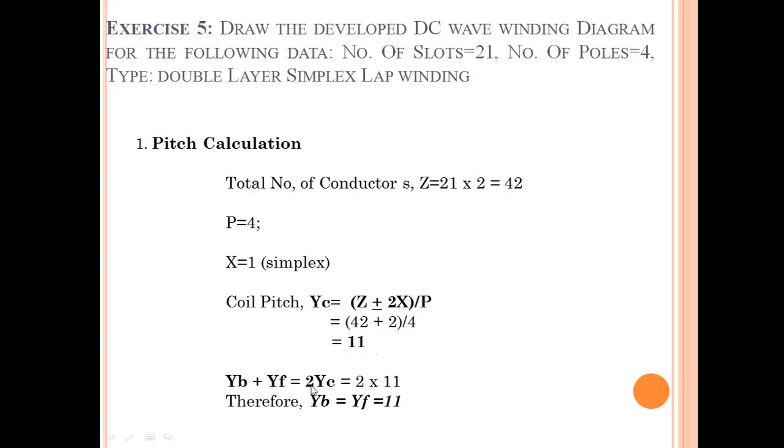So YB plus YF equals 2YC, and 2YC is nothing but 2 into 11, therefore YB equals YF equals 11. As I already said, the back pitch and the front pitch are both equal to your commutator pitch. Okay. And what about the pole pitch? Here it is not required, but you can also calculate the pole pitch. The pole pitch is equal to Z by 4. 42 divided by 4 is 10 and a half. Let it be 10.5. Do not round it off to 11. Clear?